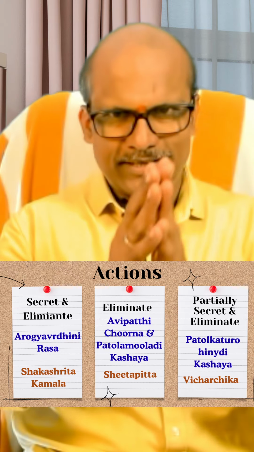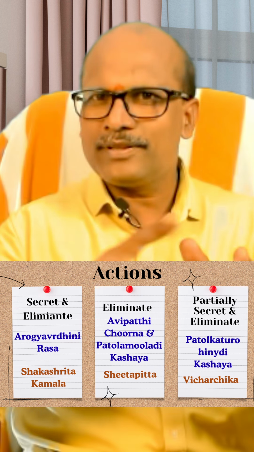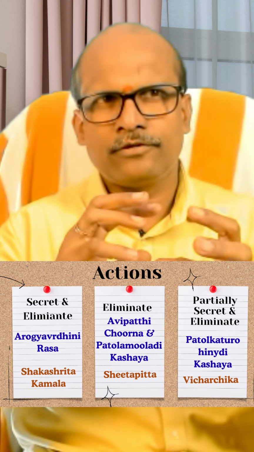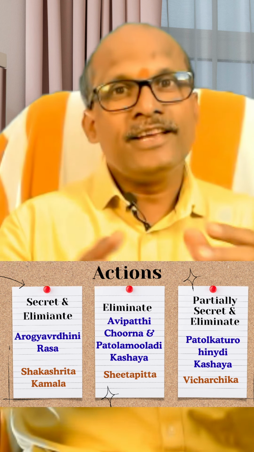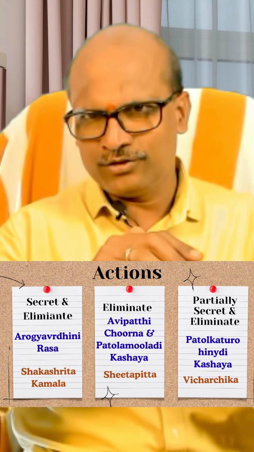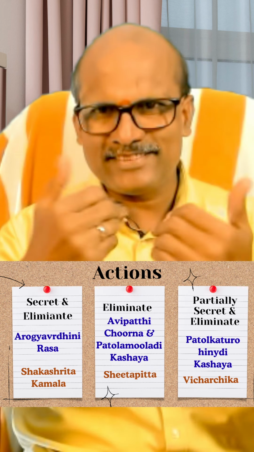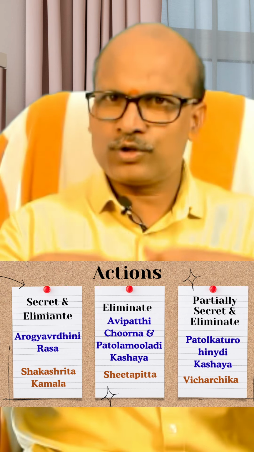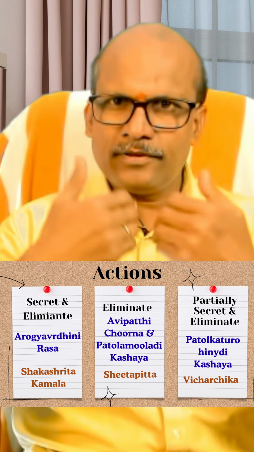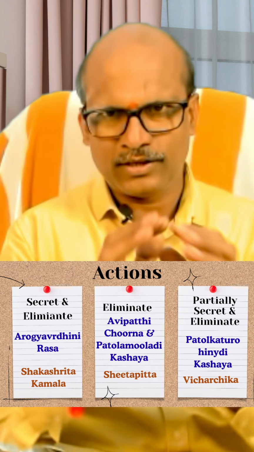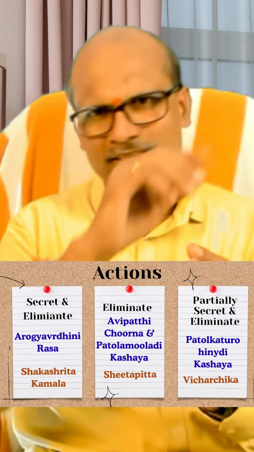Next is just eliminate. For example, in Shita Pitta, we do not use Patolakaturohinyadi, we do not use Arogyavardhini. If we use Arogyavardhini or Patolakaturohinyadi, we may not get the anticipated result. Instead, if we use Avipattikara Choorna or Patolamooladi Choorna, we get very good results. Why? Because they are just eliminating. In Shita Pitta, there may be Koshtagata increased Drava Pitta, right? Or even if less Drava Pitta is there, if it gets eliminated and the Koshtagata Pitta becomes normal, others will become normal and itching will be reduced. That Shita Pitta will subside.